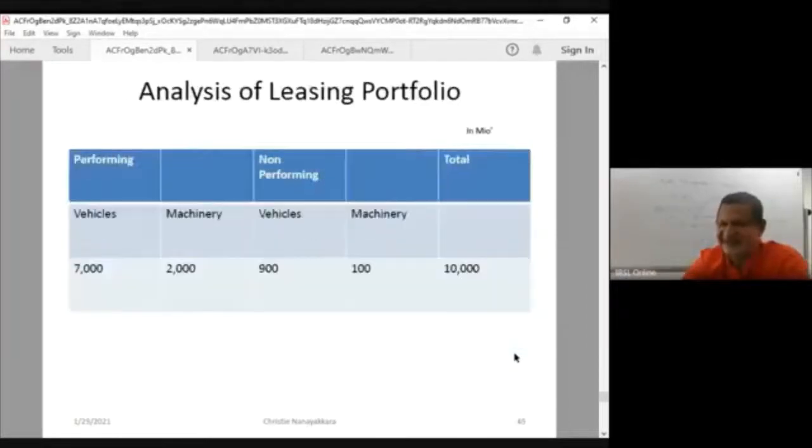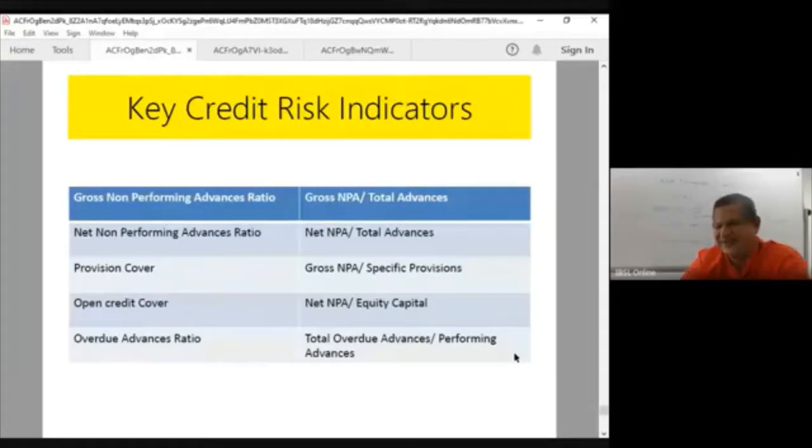And as a result, we show it as a ratio. We take total overdues divided by your performing advances and make it a ratio. Then you will understand part of your performing loans, though you say you are performing, are subject to risk because they are up to 90 days overdue. So these are the 5 key risk indicators we generally report to the board of directors for them to identify the overall position of credit in the bank.